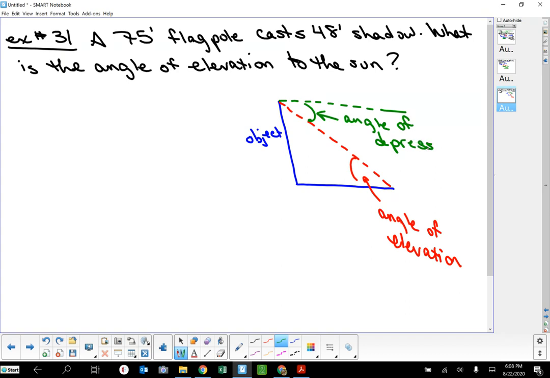And depending on what you recall from geometry, when you have a Z shape created like that, these angles are actually equal to each other, right? Those would be alternate interior angles. So your angle of depression and your angle of elevation are the same value, but it helps you to label your object correctly or your triangle correctly. So in this case, there's our flagpole. Here's our shadow. I'm going to close my triangle, and here is where my angle of elevation is.